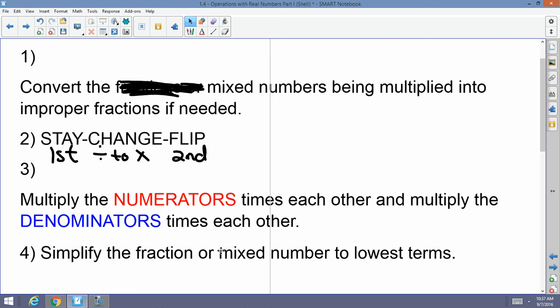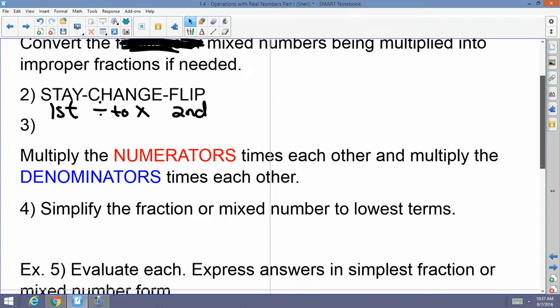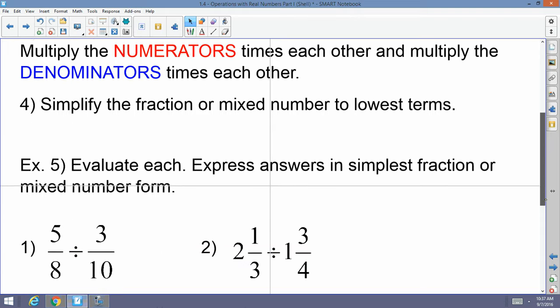But stay, change, flip. Some teachers teach it differently. Some teachers teach it keep, change, flip, or keep, change. I mean, there's a lot of different ones. I like stay, change, flip. As long as you remember, first fraction stays the same, change from division to multiplication, flip the second fraction, you're golden. Okay, so let's do it.